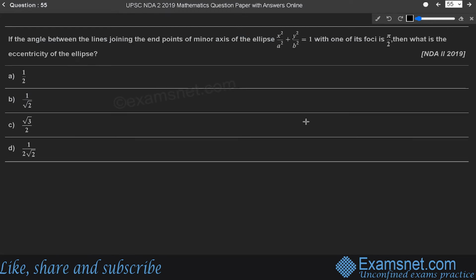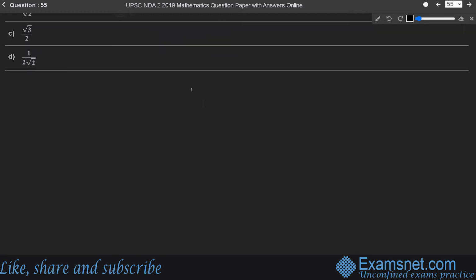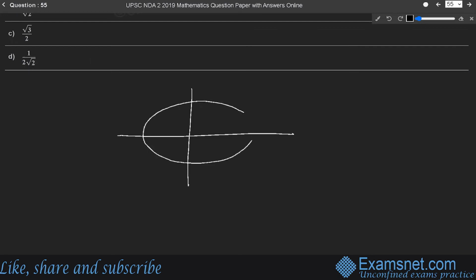Next question is, if the angle between the lines joining the endpoints of the minor axis of the ellipse x²/a² plus y²/b² equal to 1, with one of its foci is π by 2, then what is the eccentricity of the ellipse? So, let us first make the required diagram for this question. Consider this as the required ellipse and let this be a point S. Let this be a point S dash.